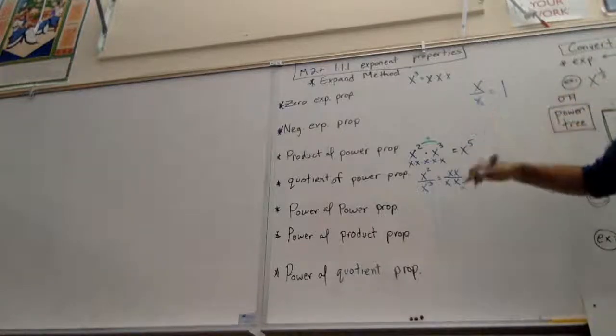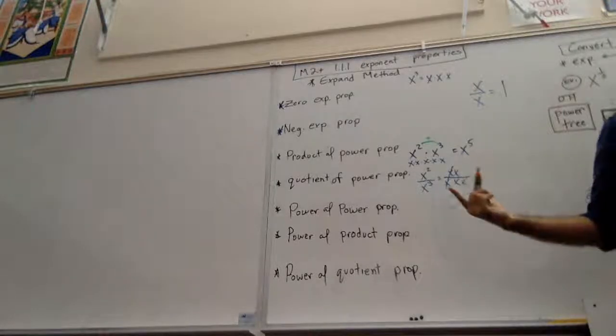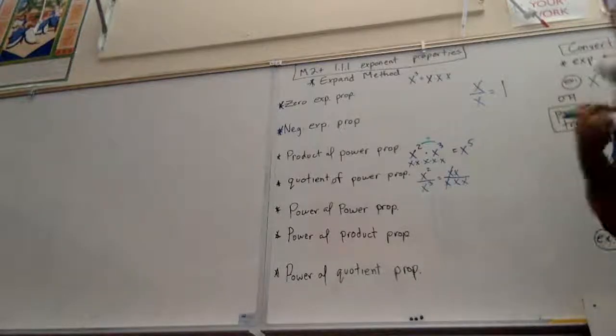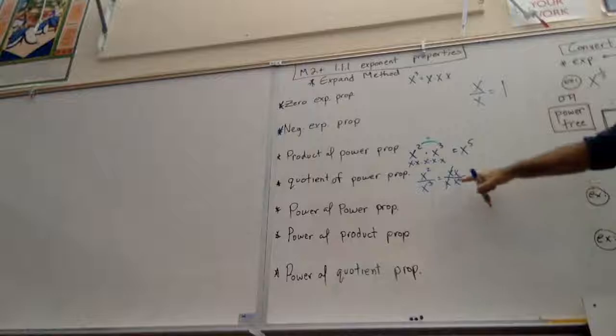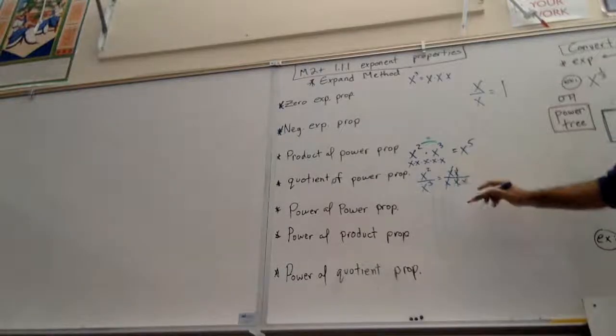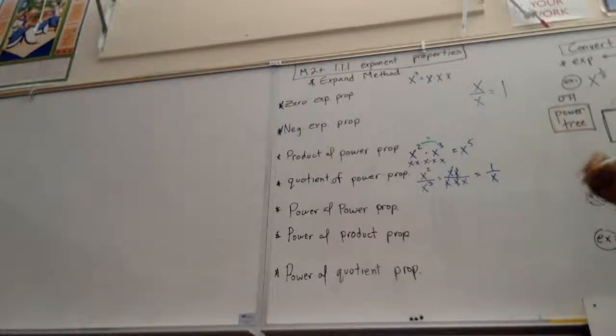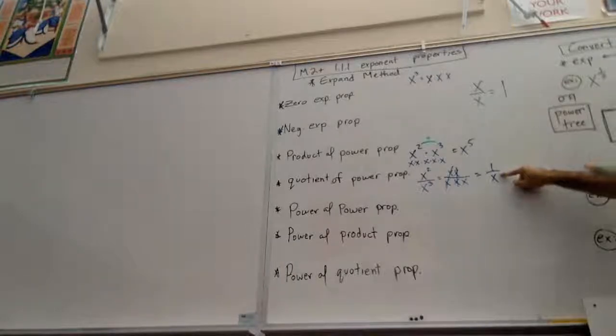That's why, essentially, when we cancel out, when I cross out an x, I'm saying that that is equal to 1, because 1 in multiplication is going to make it stay the same. What's going to happen between these two x's? Those also equal 1. So what is my answer? 1 over x.